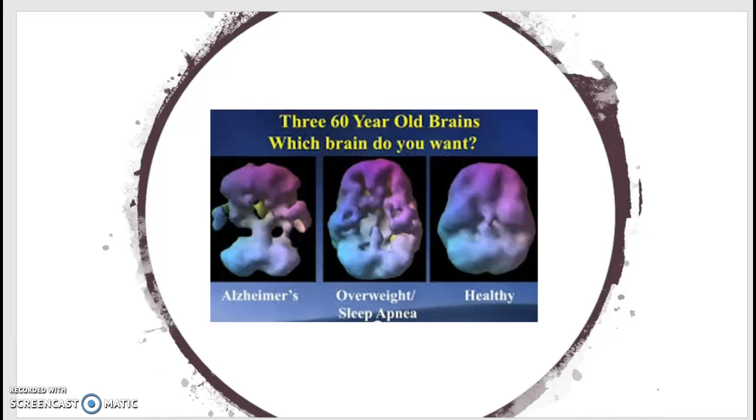Now here are 3 60-year-old brains, and it says, which one do you want? So you can see the brain with Alzheimer's is full of holes, and the overweight and sleep apnea one also has holes. That's something that he indicated over and over, is that an unhealthy brain has holes in it. A healthy brain has lumps and bumps, but it's nice and pretty like that image on the right.